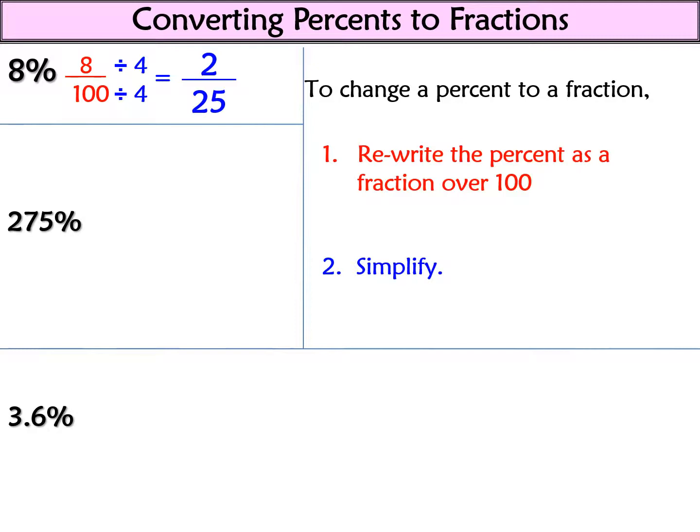Let's look at the second one. Again, step 1, we're going to rewrite that percent as a fraction over 100. So we're going to write it as 275 over 100. And now we're going to simplify, which we can do by dividing top and bottom by 25. And we end up with 11/4.